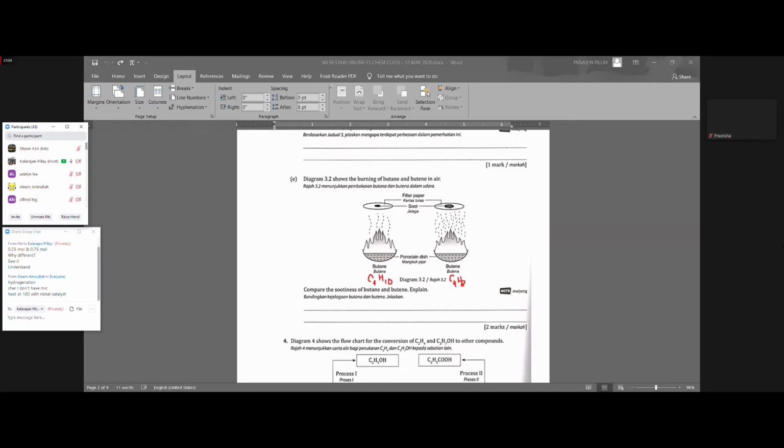If you take this filter paper here, and take this filter paper here, this one produces, because the higher percentage of carbon for alkene, so there will be more soot, more black thing here compared to here, it will be less. They give like that. But usually in SPM, they give like a circle. They put a dark circle here, they put a dark circle there. But the diameter of the circle will be more for alkene compared to the diameter of the circle here. Like that. Can you see now? Okay. So compare the sootiness first, 2 marks.